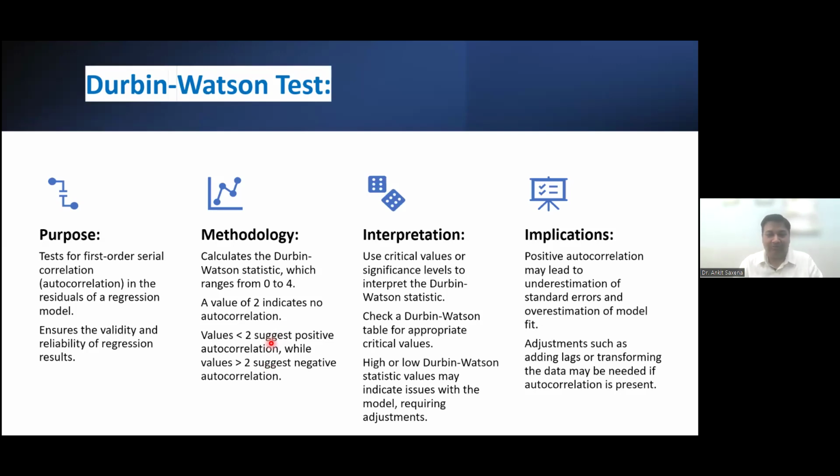So I hope I'm making myself clear. Yesterday, we discussed the stationarity. Today, we are talking about the Durbin-Watson test, and we'll talk about one more test for that purpose.